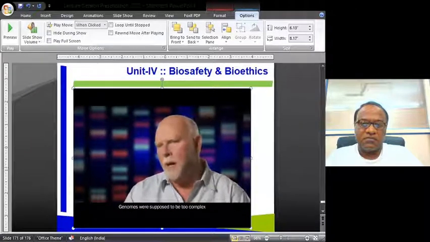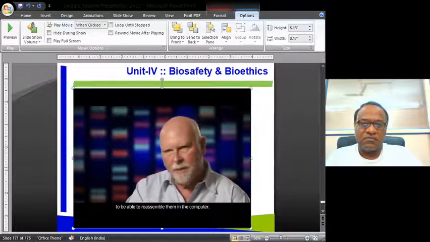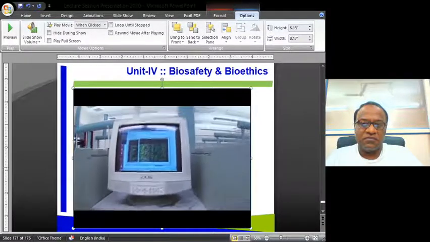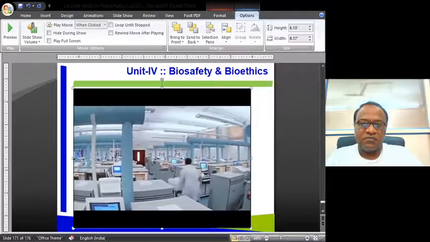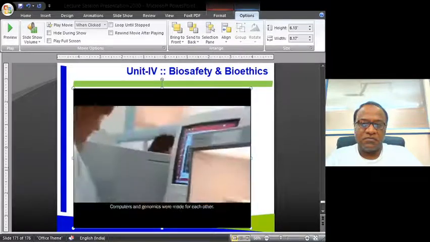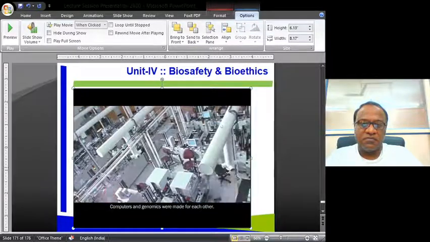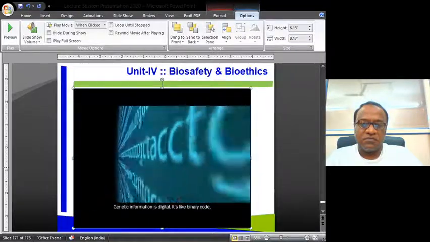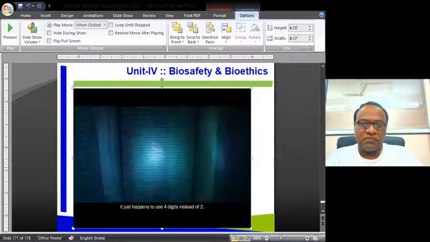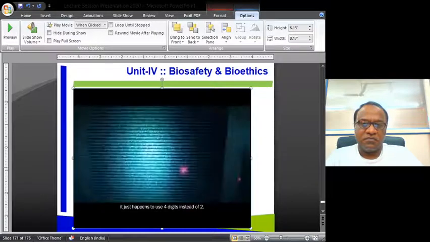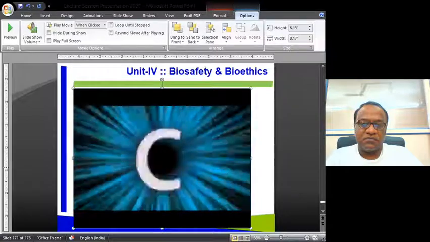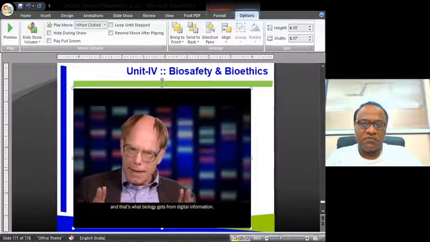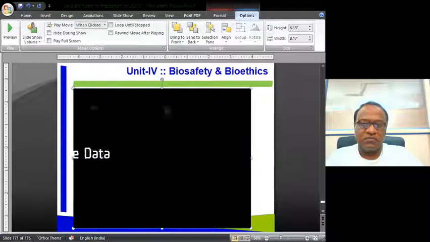Genomes were supposed to be too complex to be able to reassemble them in the computer. Without computers, we simply would be dead in the water. Computers and genomics were made for each other. Genetic information is digital. It's like binary code. It just happens to use 4 digits instead of 2. It is amazingly accurate, and that's what biology gets from digital information.